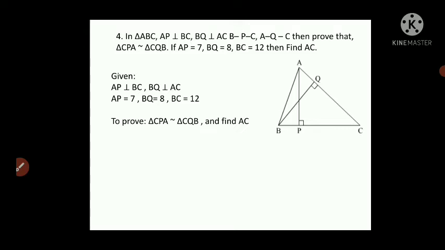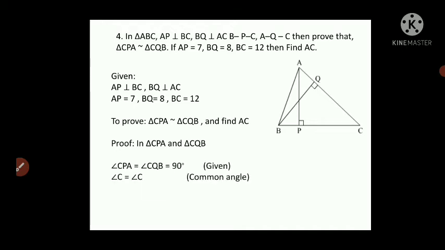So when you start with the proof part, first write in triangle CPA and triangle CQB. Now students, you can see that angle P and angle Q, these both are given 90 degrees. So first we will write that angle P is equal to angle Q, which is 90 degrees, that is given. And also see in both the triangles you can see that angle C is common to both the triangles. See, CPA first triangle and CQB is the second triangle. So for both the triangles you can see here angle C is common.